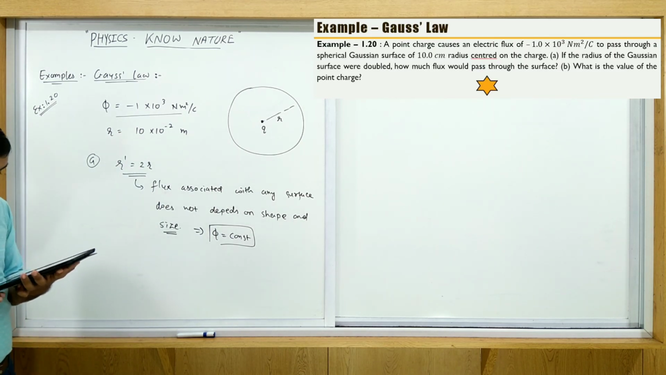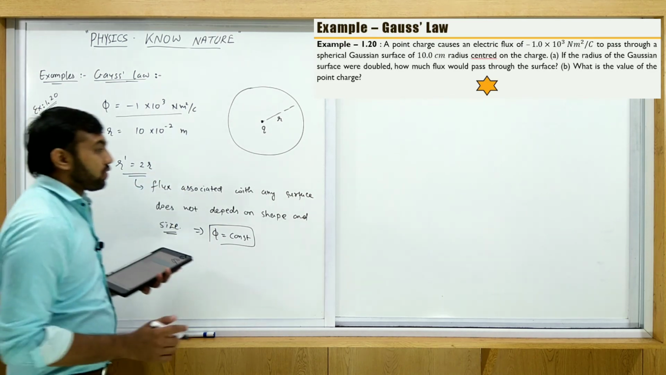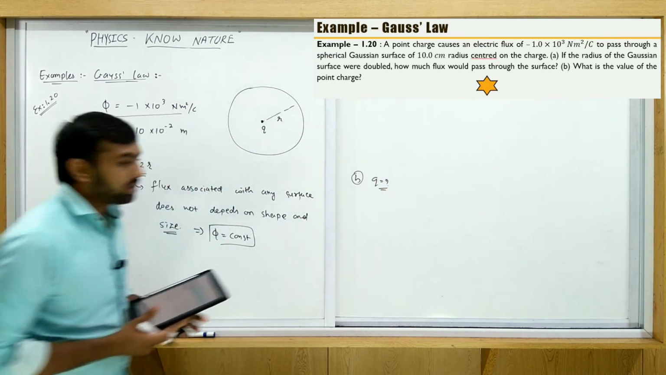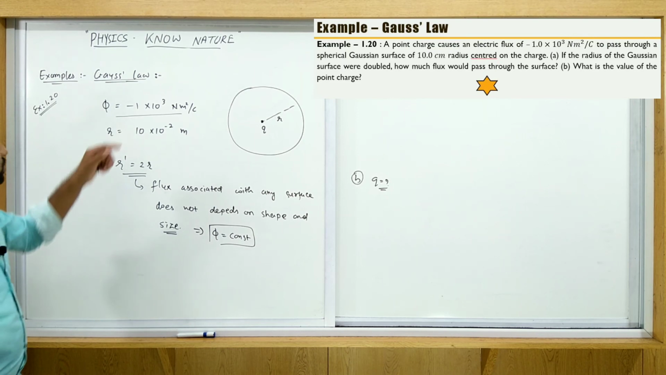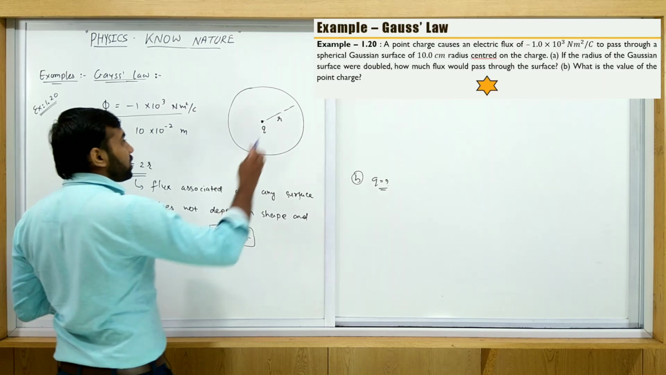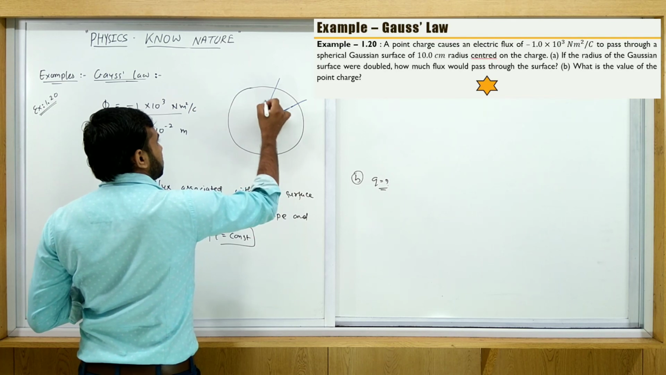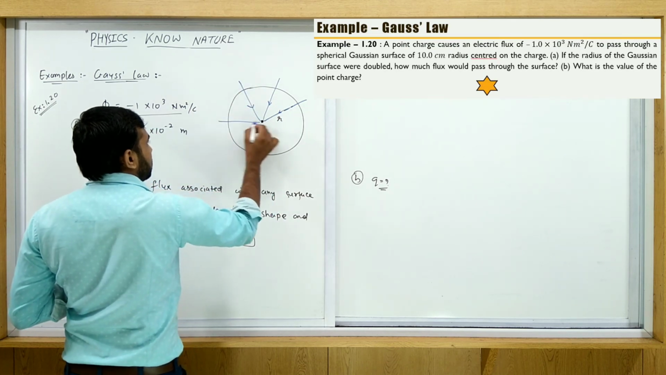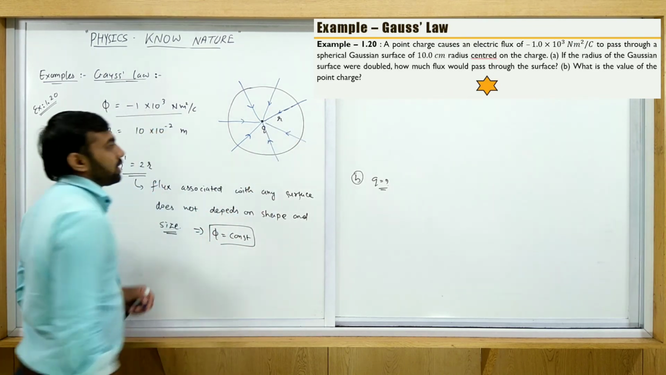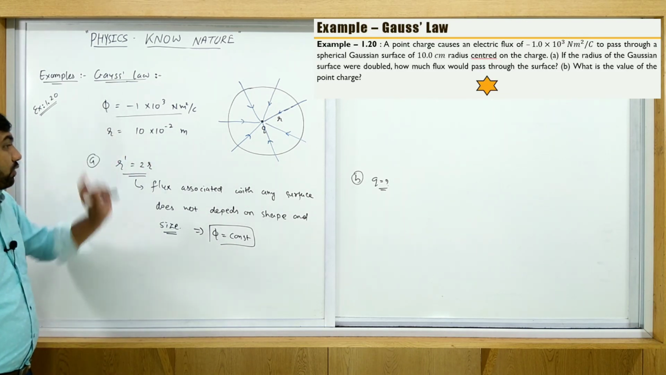Okay, first question done. Now second question: what would be the value of this point charge? We have to find the value of the point charge. Q is equal to what? Here flux is negative. Flux is negative means what? This point charge is negative, which means flux enters into the surface. If you consider this situation, then flux enters into the surface in this way. So here the charge is negative actually. Negative flux represents it like this.